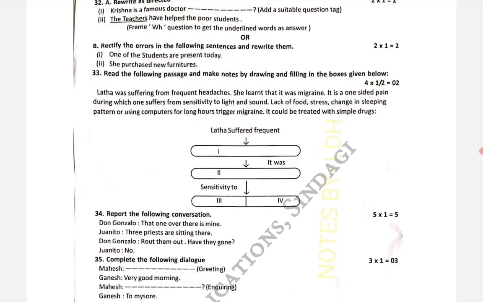Wherever there is one of the in the subject place, you add the helping verb in singular form. Next, she purchased new furnitures. No, the word is wrong. Furniture. That's it. Furniture itself is a plural form.